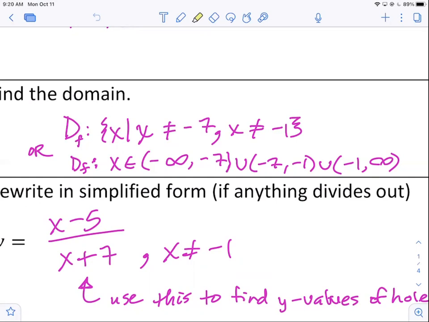All right, so you could write it in either one of those, set or interval, interval or set. I don't care as long as you have the right notation. If you don't have D sub F colon, you're going to lose a check.